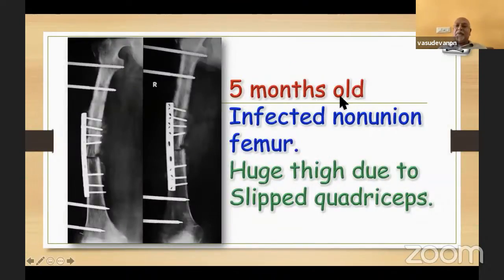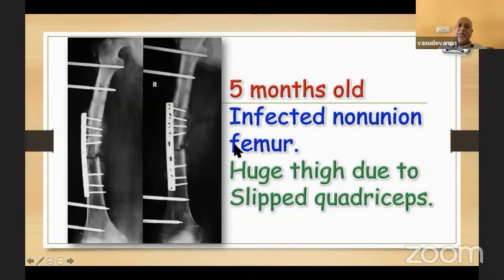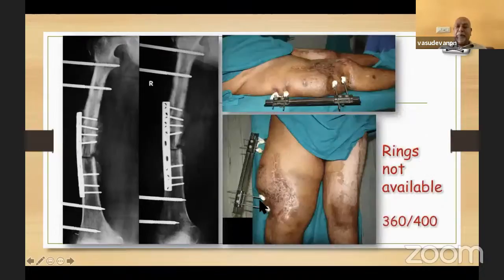He came to me after 5 months of the trauma, with a fully established infected non-union femur with a huge thigh due to the slipped quadriceps tendon muscles. So this was the clinical picture. The quadriceps muscles got avulsed here and were completely displaced to that side. See the diameter of the limb. So the rings were not available. He needed a 360-400 size ring, which is not available. And you can see the fully settled infection there.